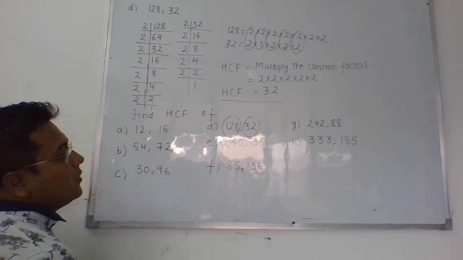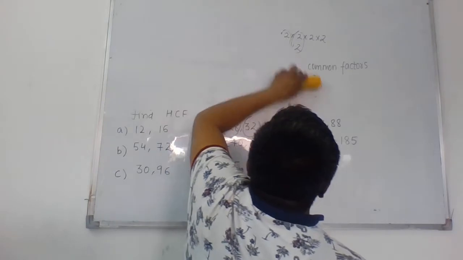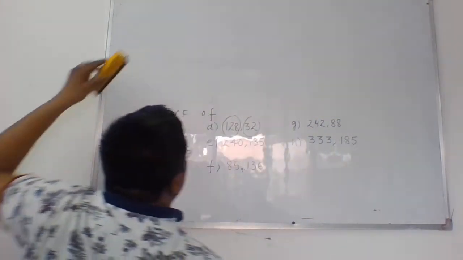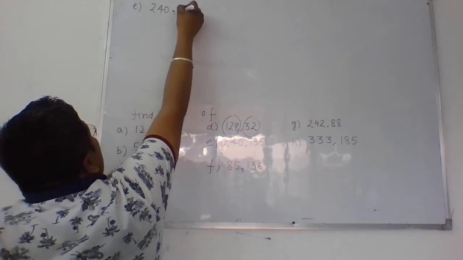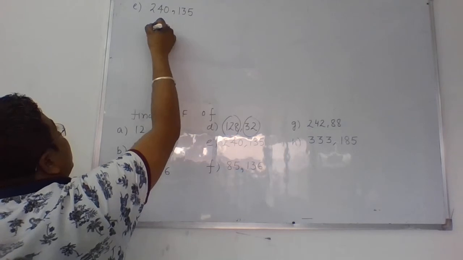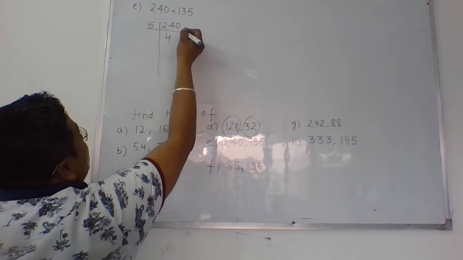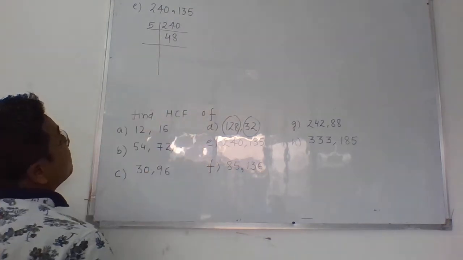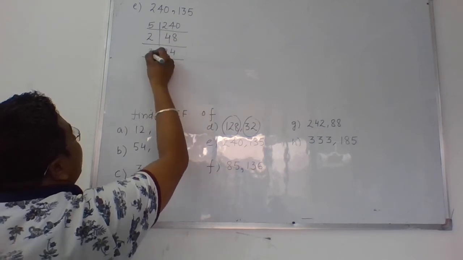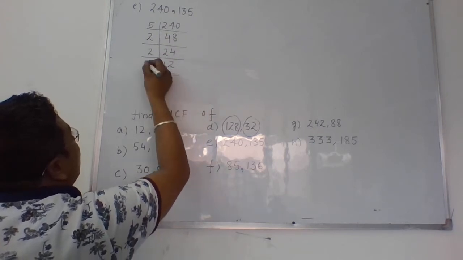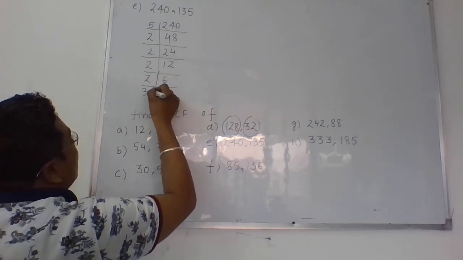Moving on to our next question, that is finding HCF of 240 and 135. So doing the prime factorization of 240, we divide it by 5. So we get 48. Then we divide by 2, we get 24. Again divide by 2, we get 12. Again divide by 2, we get 6. Again divide by 2, then 3.